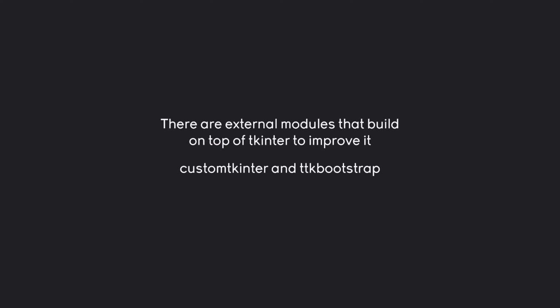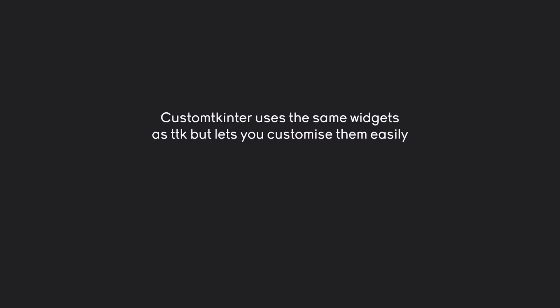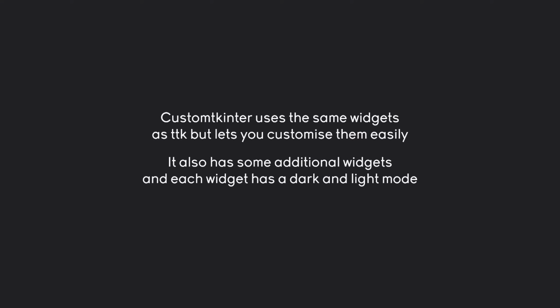Custom tkinter and ttk bootstrap are the really common options. I'm going to start with custom tkinter because this is what I think is the best option for tkinter in terms of styling. It's also the one I really like to use. Custom tkinter works by using the same widgets as ttk, but it lets you customize all of them easily. On top of that, there are also some additional widgets, and every single widget has a dark and a light mode. That way, you can basically create any kind of style that you want.